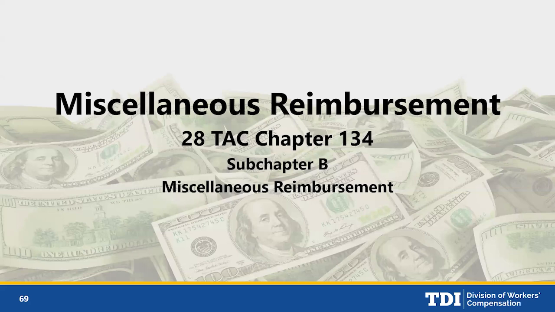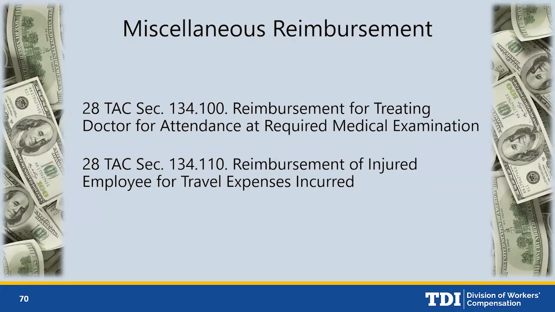Now we're going to go over subchapter B for miscellaneous reimbursement. 134.100 is when your treating doctor attends an RME exam. That's only if your doctor and patient decide that's what he or she's going to do. Then you would find your reimbursement there at 134.100. Sometimes the injured employee has travel expenses. That's 134.110. There's also a form under F for forms for injured employee. You can find that. If you're trying to assist an injured employee that's traveled, they can get reimbursed for travel expenses.